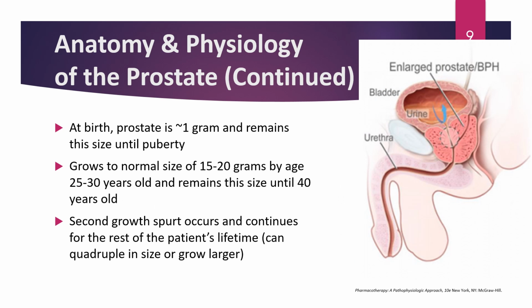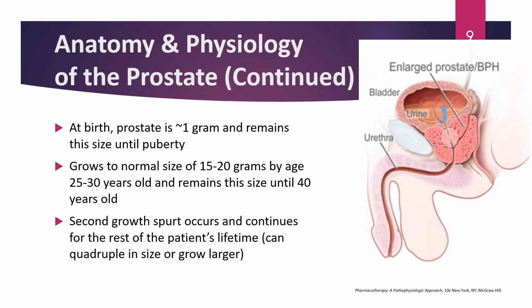Just to give you a little bit of background about how the prostate develops over time in males, at birth the prostate is only about 1 gram, and it remains this size until puberty. Once puberty happens, and over time after puberty, it grows to a normal size of about 15 to 20 grams by ages 25 to 30, and remains this size until the patient is 40 years old. So prior to age 40, the prostate is in most patients normal size, and that's why we don't see BPH in a lot of patients who are under 40 to 50 years old.